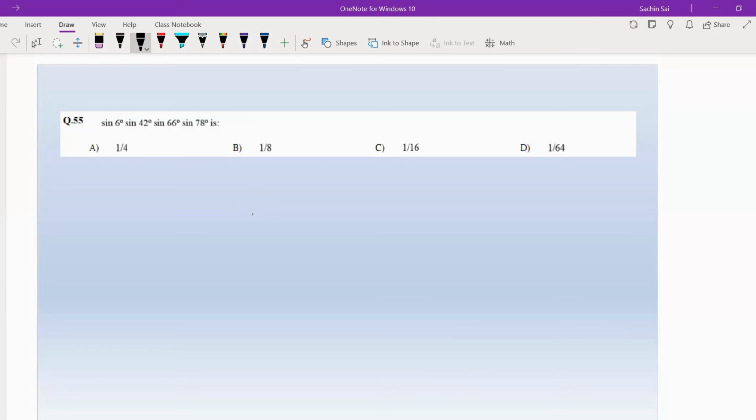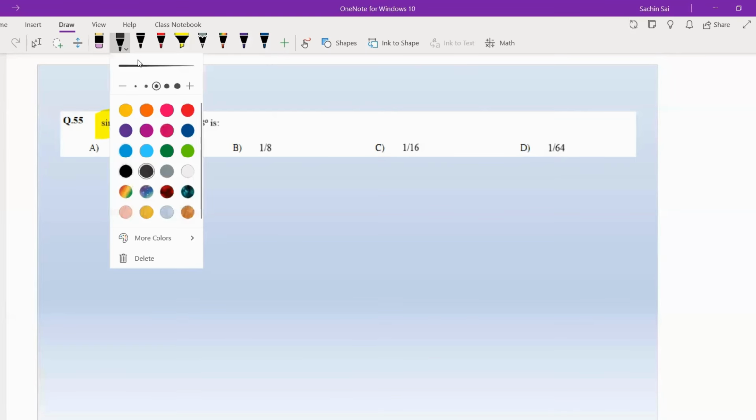Question 55. Sine 6 degrees into sine 42 degrees into sine 66 degrees into sine 78 degrees. So just like we discussed in the previous question, always try to think about the sum of the angles or how the angles are related to each other, right? So what I observe here is that I have 6 degrees and 66 degrees. Now 66 degrees can be written as 60 plus 6, right?